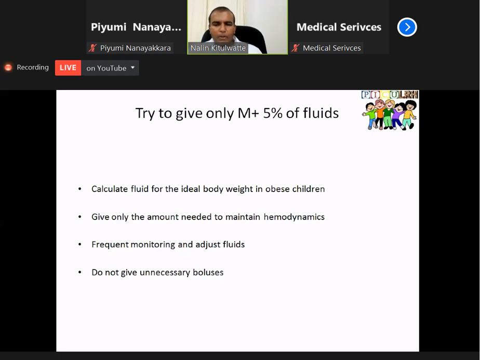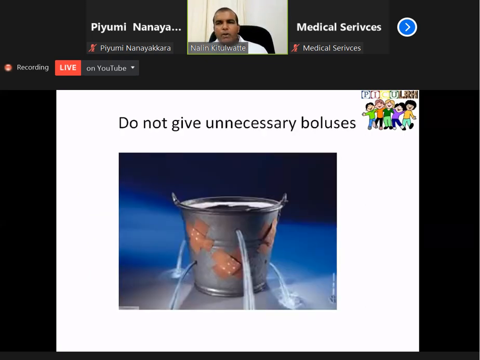That is very important because we are talking about a leaking bucket. If you fill this bucket very rapidly, you will have more and more leak. Then you have to manage the pleural effusions and ascites later. So if you are filling this bucket rapidly, boluses should not be given unnecessarily.